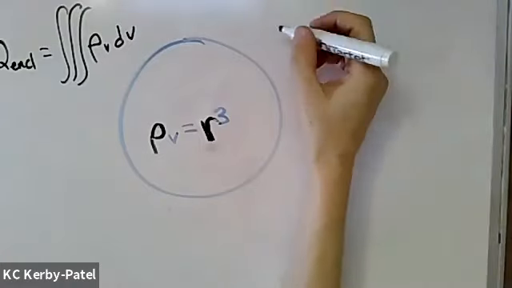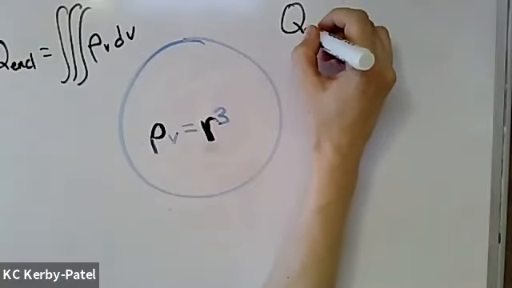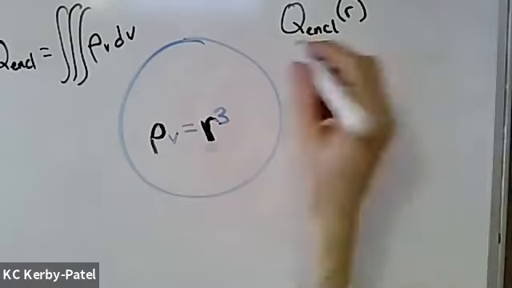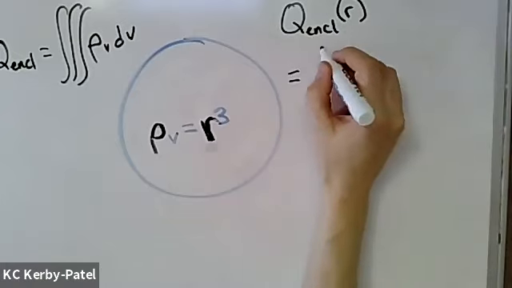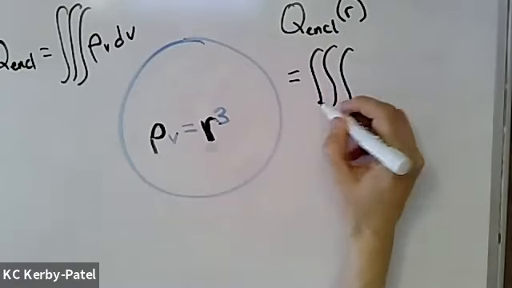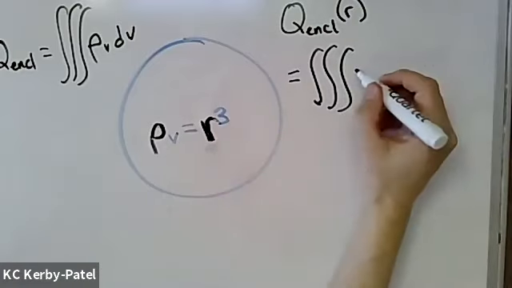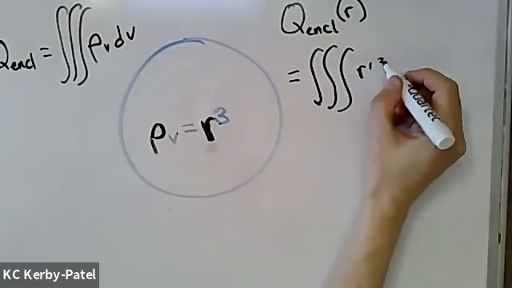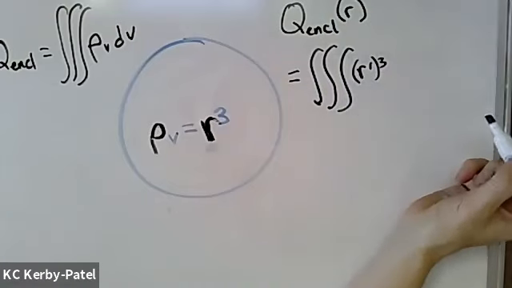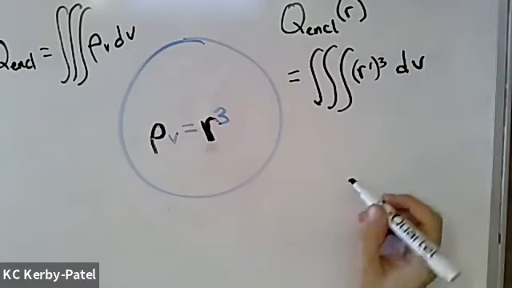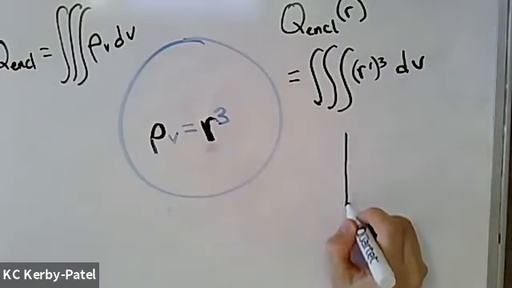So I'm going to define Q enclosed as a function of R. And that's going to be equal to, I'm going to change to an integration variable of R prime to keep me from getting confused, rho V, so R prime cubed times dV. And now we've got to figure out what is dV in this situation.